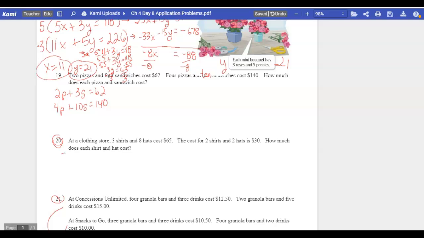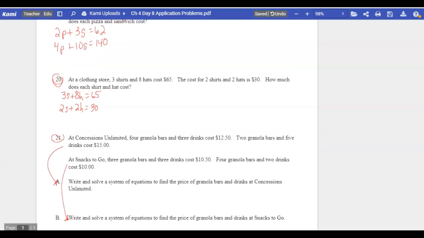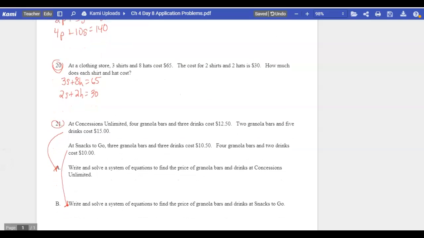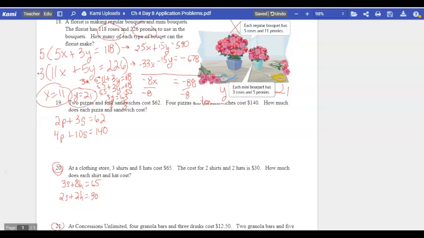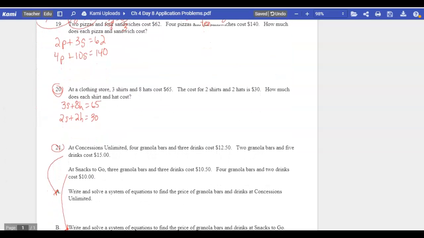This one here, again, I'll set it up for you. 3 shirts and 8 hats cost 65, so it would be 3 shirts and 8 hats equals 65, and then 2 shirts and 2 hats equals 30. So hopefully that helps you. And you just have to finish this page up. So really it's 4 problems because you got an A and a B down here.